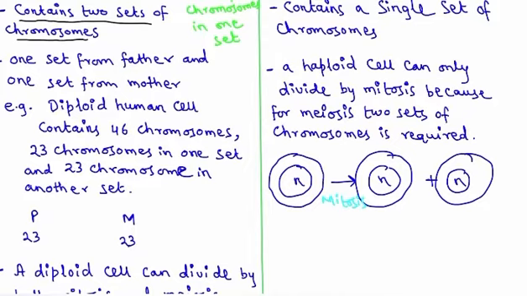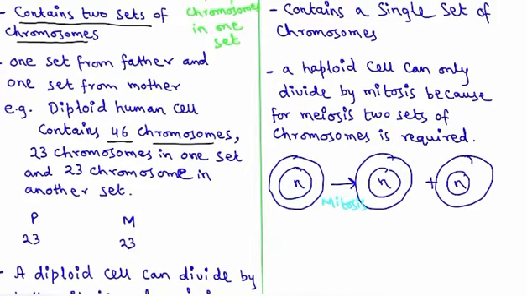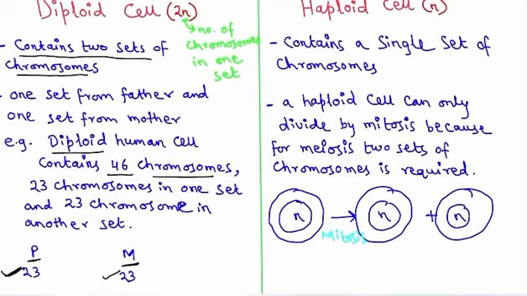For example, in the human cells we have how many chromosomes? 46 chromosomes. The diploid human cell contains 46 chromosomes, and one set is from the father, which is known as the paternal set, and one set is from the mother, which is known as the maternal set. Each set contains 23 chromosomes, making a total of 46 chromosomes. So this is a diploid cell which contains two sets of chromosomes. A diploid cell is denoted as 2n, where n is the number of chromosomes in one set, and there are two sets, so the chromosomes will be 2 into n.